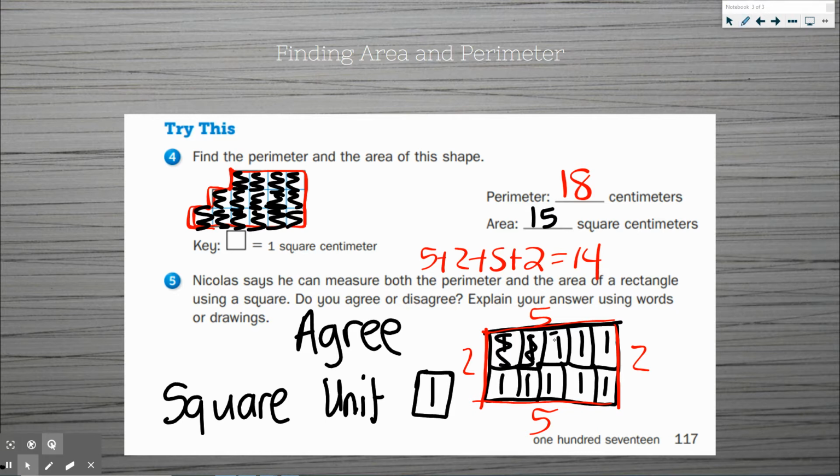1, 2, 3, 4, 5, 6, 7, 8, 9, 10. My area would be 10 square feet. This would be 14 feet. So yes, you can find the area of a rectangle and the perimeter of a rectangle using a square.